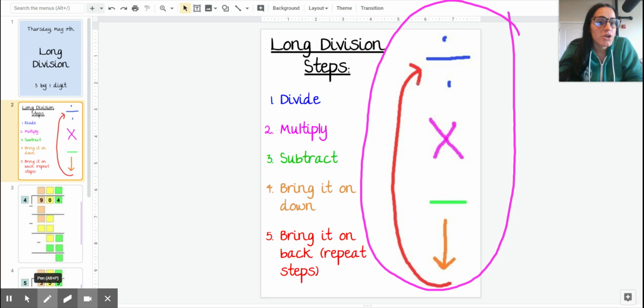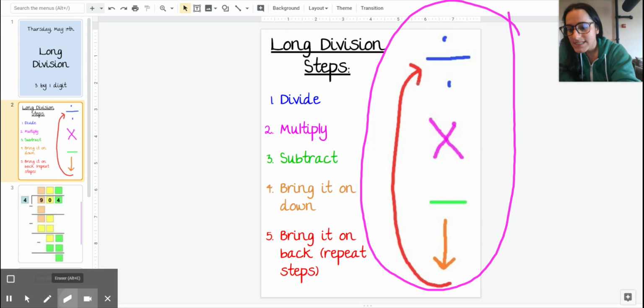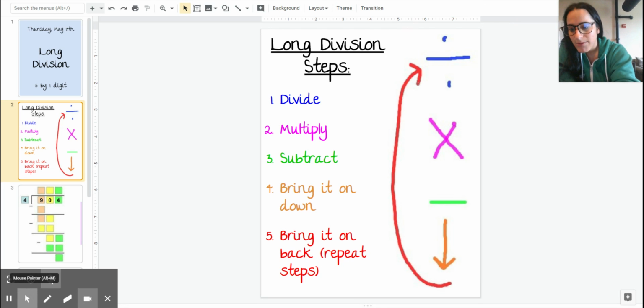And remember, you can use our handy dandy long division rap to help remember these steps and stay on track when you're solving the problem. So remember our rap, we divide, multiply, and subtract, bring it on down, and bring it on back. So let's start with our first problem. Just erase that, pull up this one.